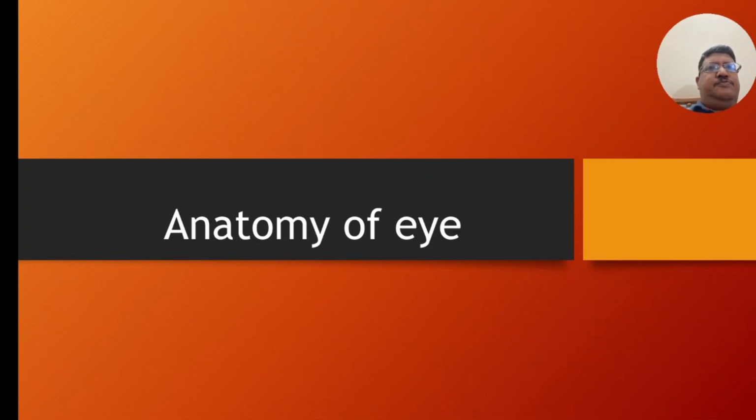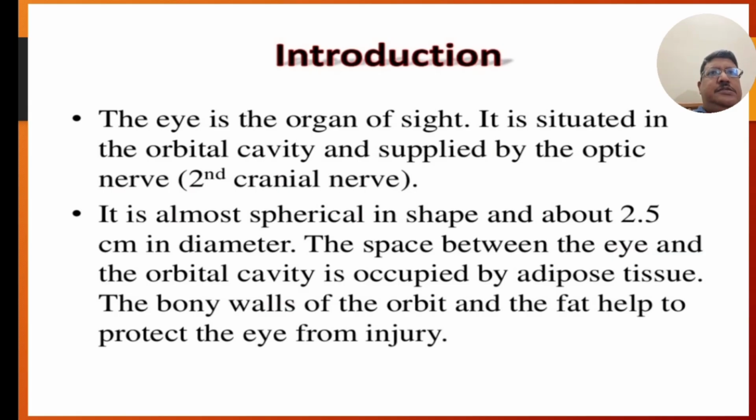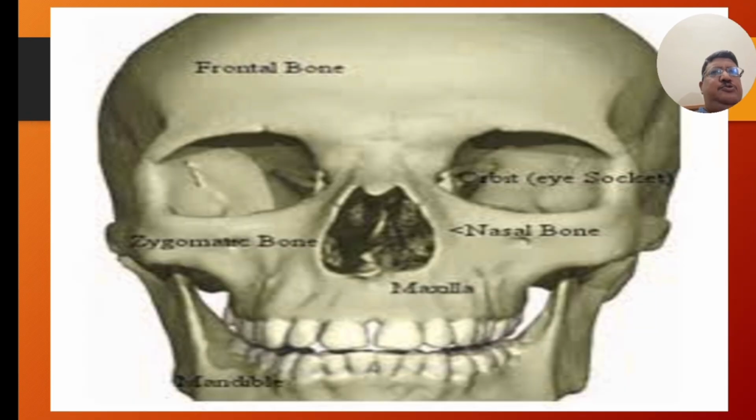Anatomy of the eye. Introduction. The eye is the organ of sight. It is situated in the orbital cavity and supplied by the optic nerves, the second cranial nerves. It is almost spherical in shape and about 2.5 centimeters in diameter. The space between the eye and the orbital cavity is occupied by adipose tissue and the bony wall of the orbit, and the fat helps to protect the eye from injury.